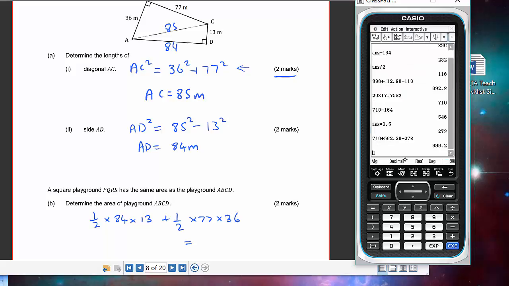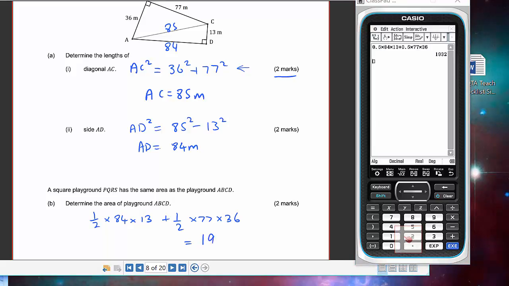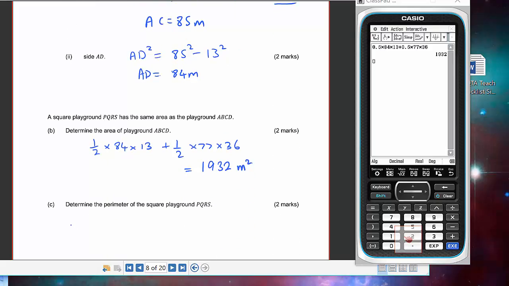So we need to go back to main. Let's just clear all the stuff from previous questions. And then we've got a half, or 0.5, times 84 times 13. And then we'll add that to 0.5 multiplied by 77 multiplied by 36. That's 1932 square meters. Determine the perimeter.